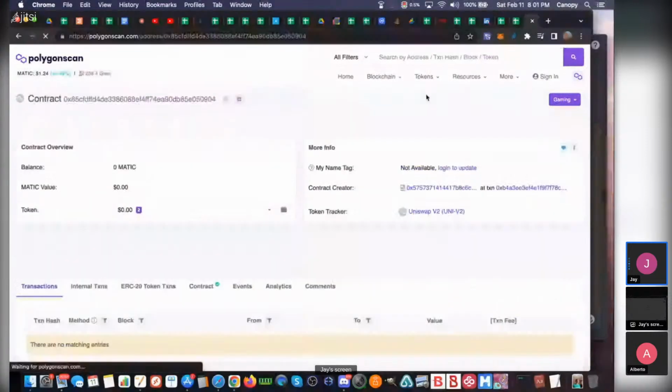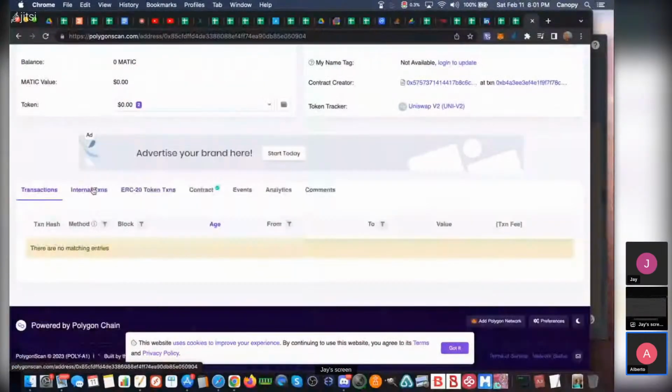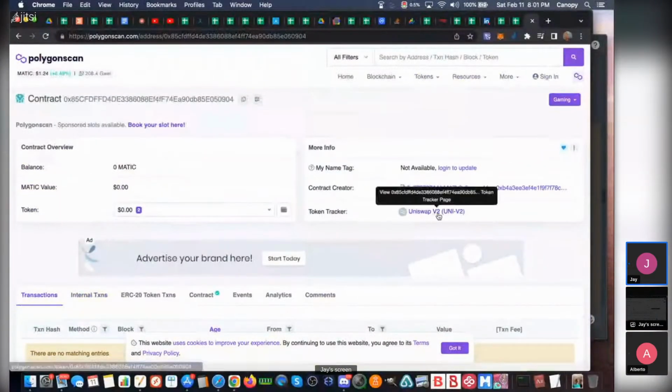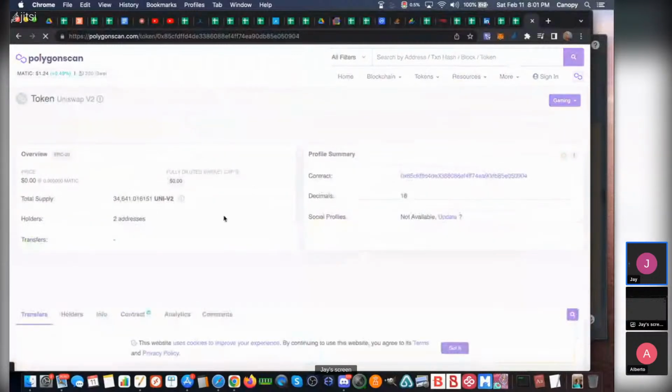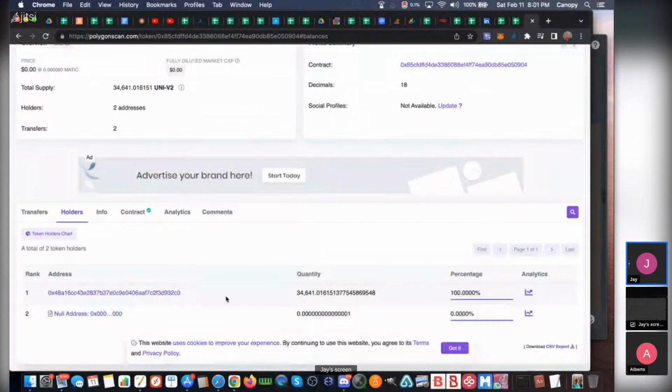All right, so now you can see the liquidity pool. You have the TAD and the XGMR, right? So that's the liquidity pool. Then you can see the token itself. This is the token. It's the Uniswap version 2, right? So this is the token itself. And then you can have the holders, and this tells us who actually owns the liquidity.